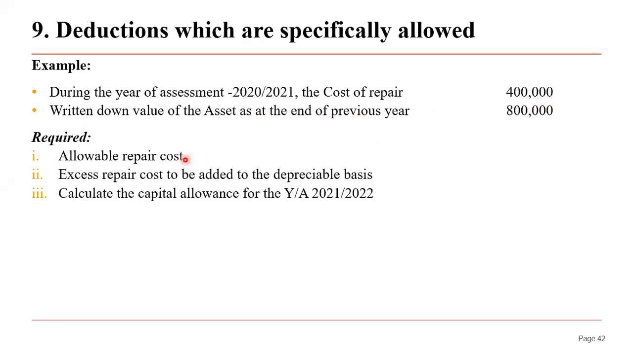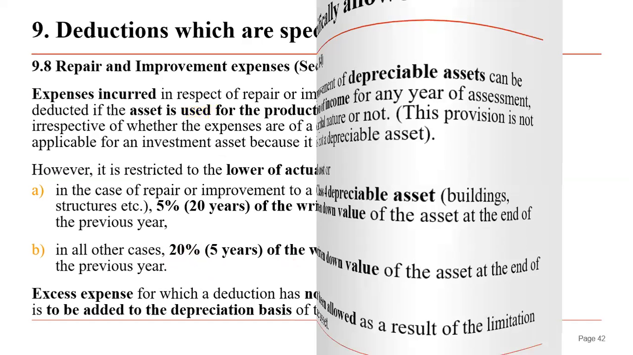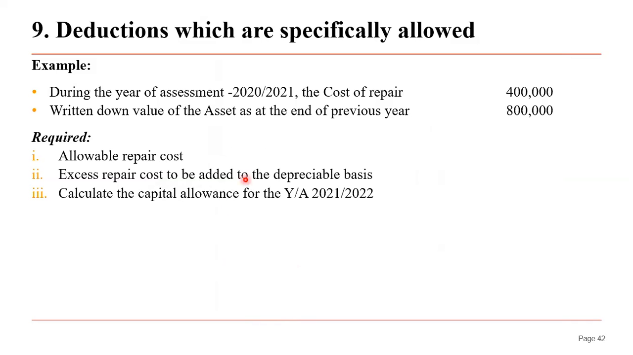What is the allowable repair cost? Here the asset is not a class 4 asset. It is coming under all other assets, 20% of the WDV. You cannot, it is not a class 4 asset.